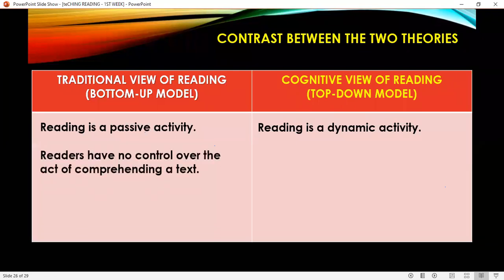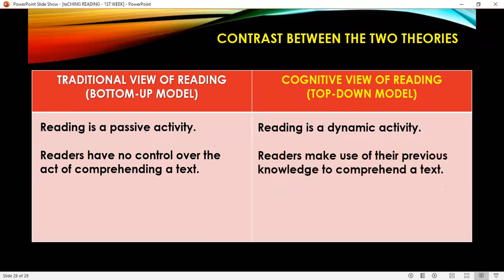Traditional readers have no control over the act of comprehending a text. But on the other side, cognitive readers make use of their previous knowledge to comprehend a text. He controls. Oh yeah, I know this, but he says another way. No, I'm not sure about it. And so he can do other things, he can investigate, make a research, and so on. No?